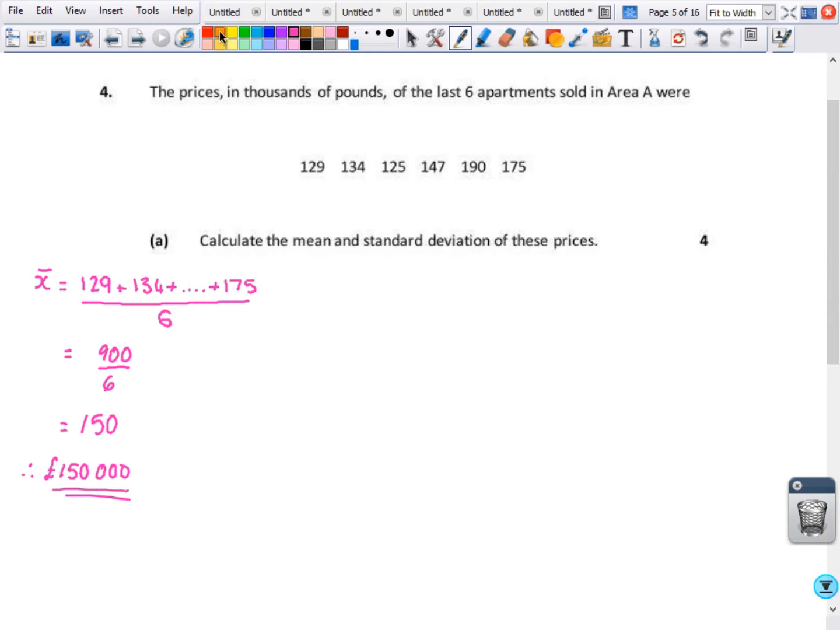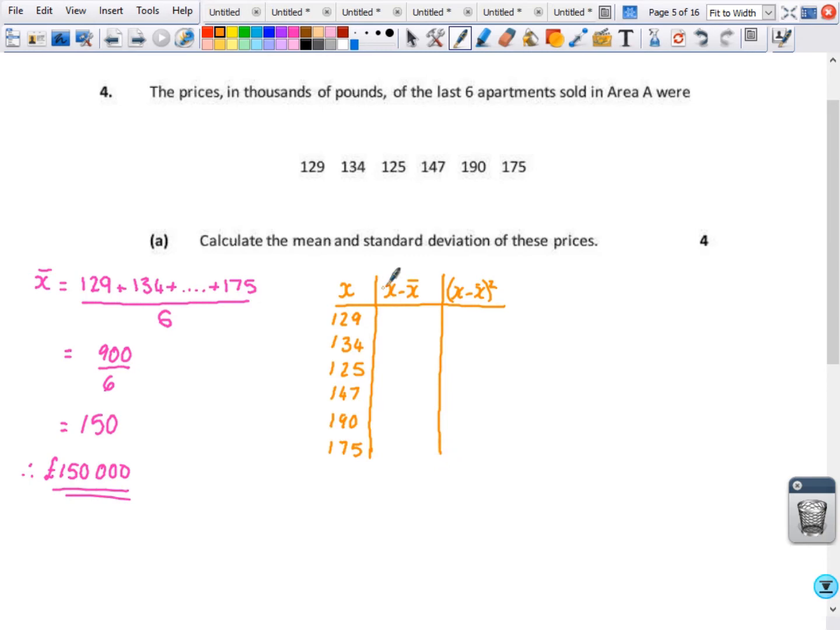Now I'm going to calculate my standard deviation. So I'm going to do a wee table here. It's going to have x, x minus x bar, and x minus x bar all squared. Okay, so there's my 3 headings. I've got 3 instructions. Now it's time to just fill in the table. In that first column goes all of my numbers. 147, 190, and 175.